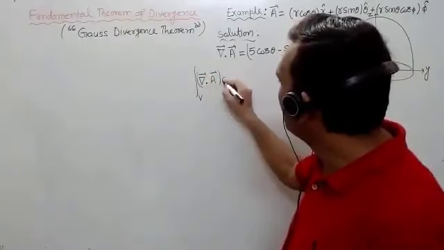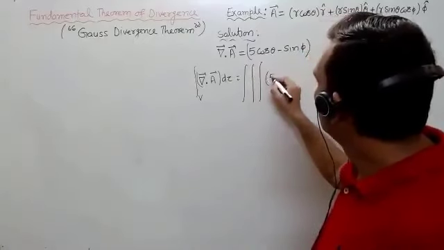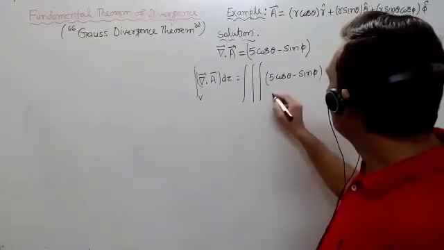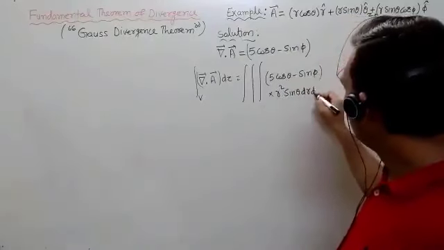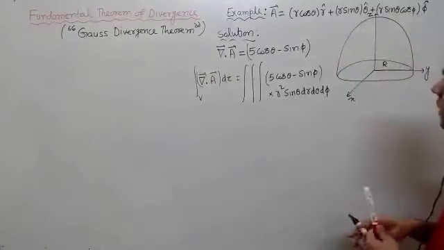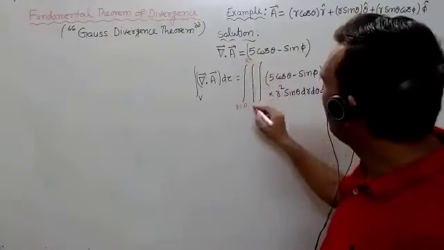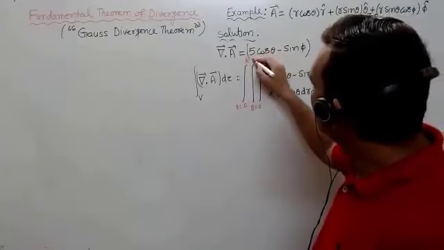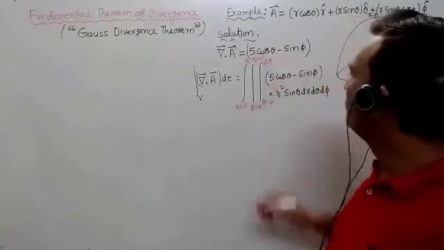Divergence of A d tau. So this will be 5 cos theta minus sin phi. And what is d tau here again? r square sin theta dr d theta d phi. And what will be the limits of r, theta, phi? r is 0 to R. What will be the limit of theta? 0 to pi by 2. And what will be the limit of phi? 0 to 2 pi.